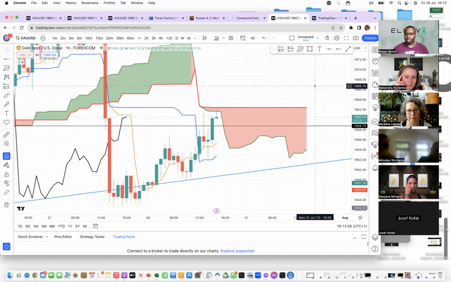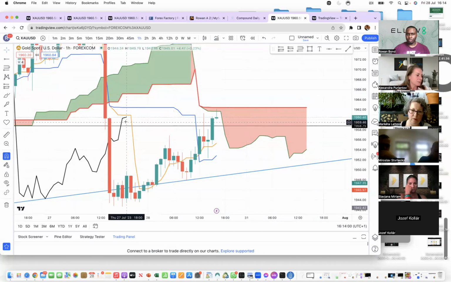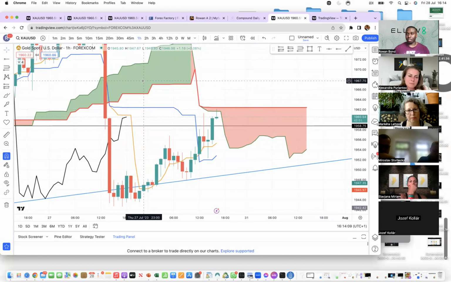The cloud starts pointing up. And this line starts pointing up. It means that there's strong momentum in buying.